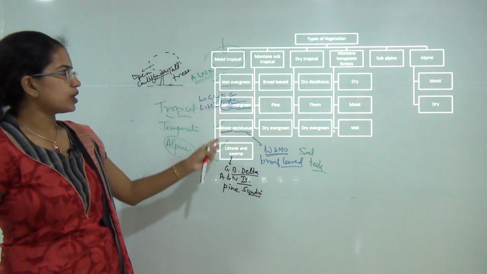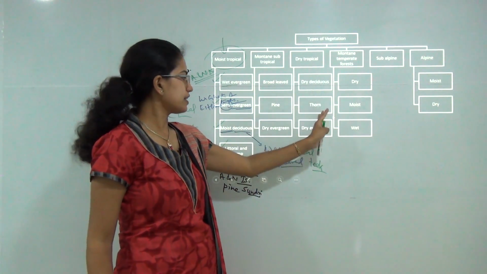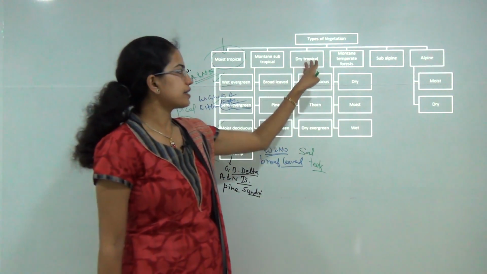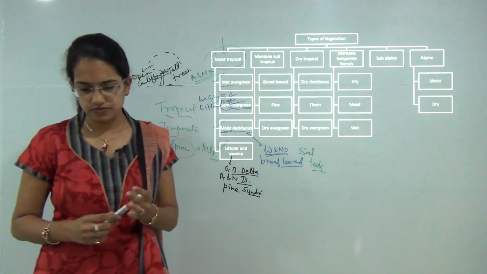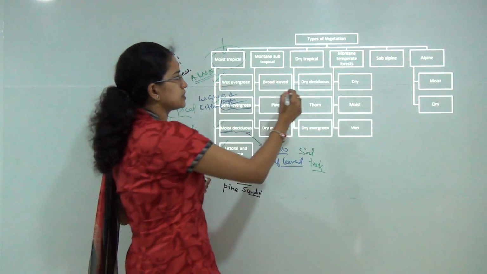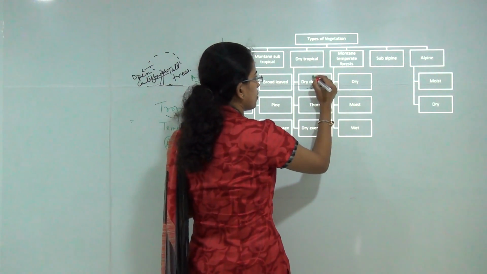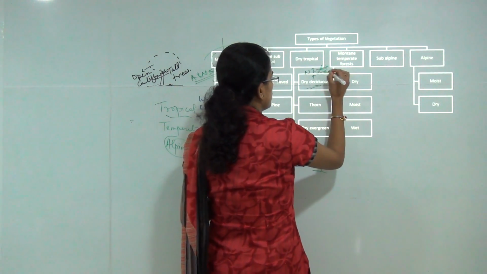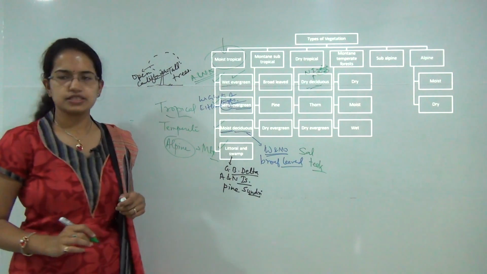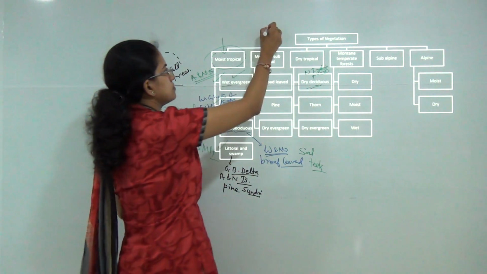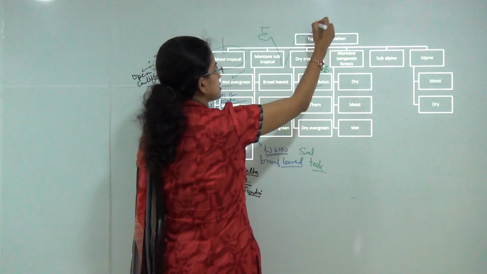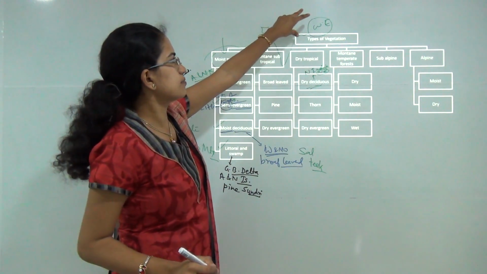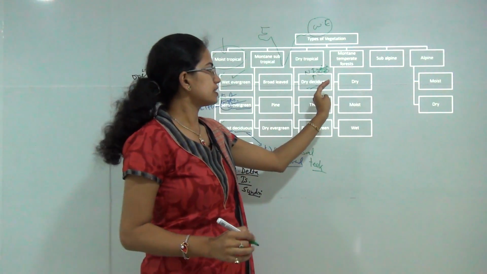Now we have covered moist tropical. Let's move on to dry tropical. As we see moist deciduous vegetation here, under dry tropical there would be dry deciduous vegetation. This dry deciduous vegetation is found in the whole of North India except Northeast India, where you have the wet evergreen vegetation. So Northeast India would have the wet evergreen vegetation, and the remaining north belt would have the dry deciduous.